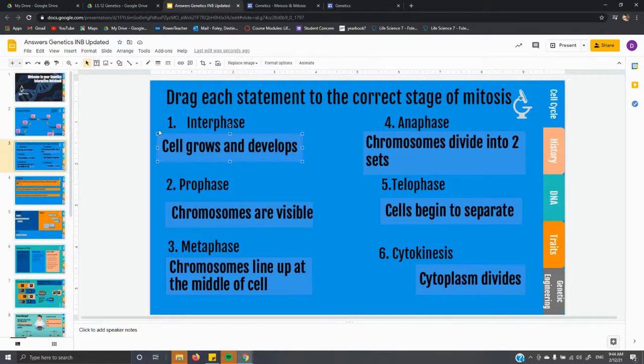So interphase, cell develops and grows. Prophase, chromosomes are visible. Metaphase, chromosomes line up at the middle. Anaphase, chromosomes start to divide into two. So I always remember anaphase pulls away, the chromosomes are dividing. Telophase, cells begin to separate. And cytokinesis is when your cytoplasm divides.